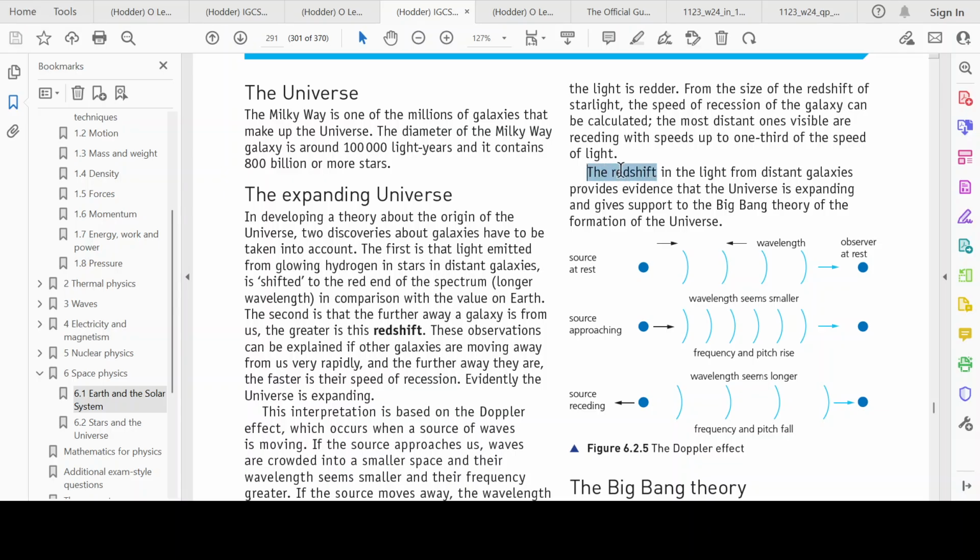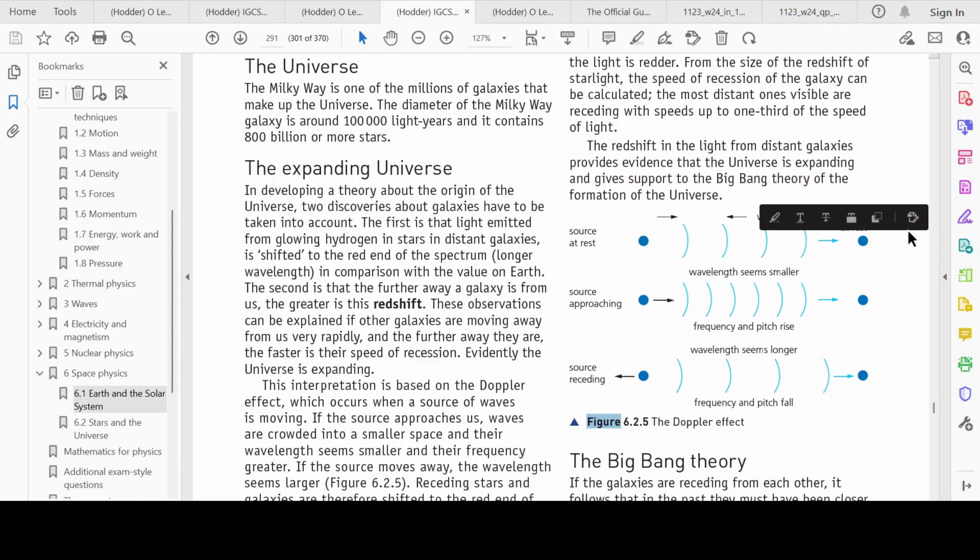The redshift in the light from distant galaxies provides evidence that the universe is expanding and gives support to the Big Bang theory of the formation of the universe. Okay, what's the Big Bang theory?